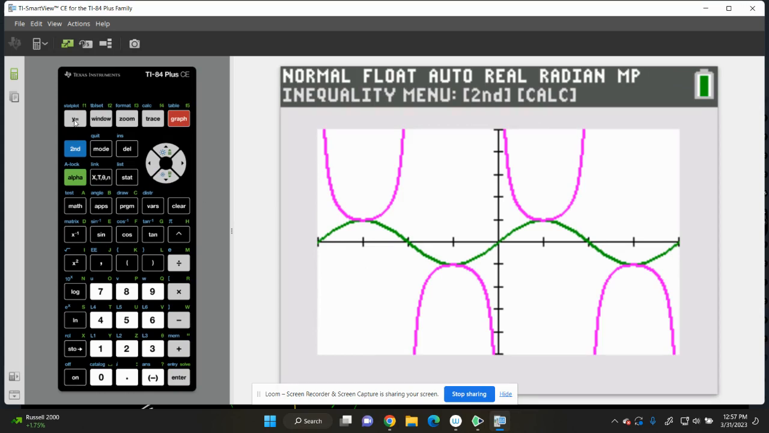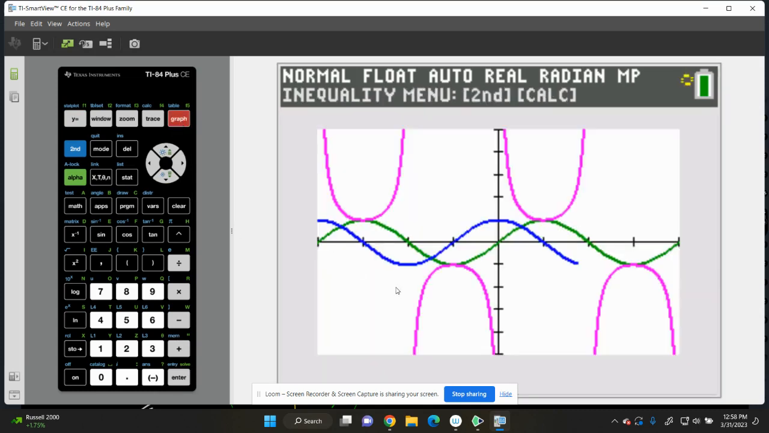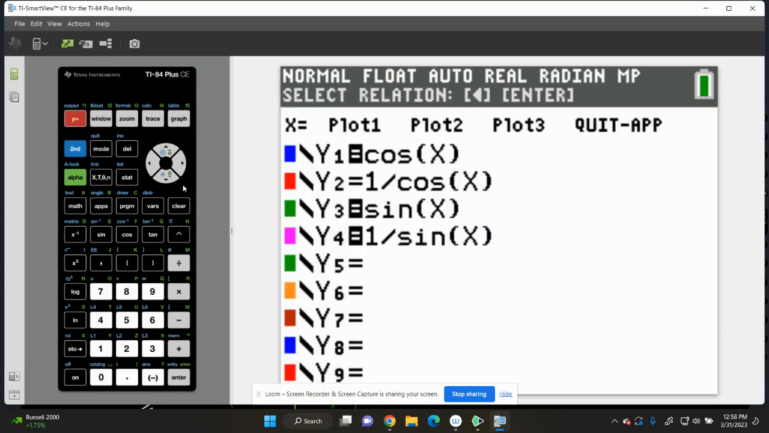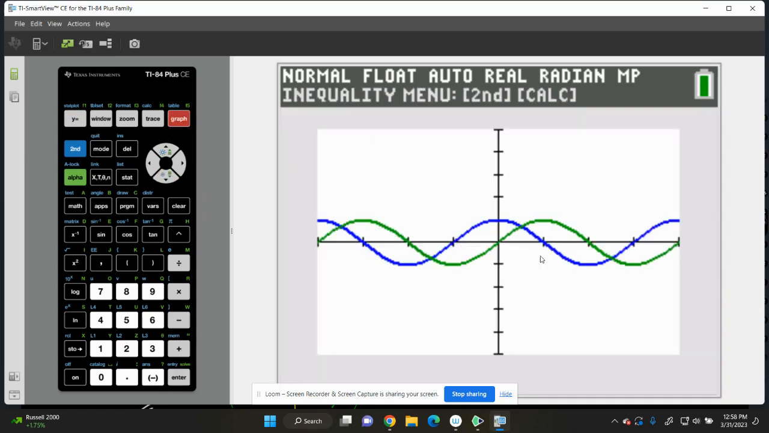There's sine and cosecant. Now I'm going to graph the cosine in there. Let me remove the cosecant here. Okay. The green one is sine. The blue one is cosine. Notice they're the same curve. They're just shifted over pi over 2, right?